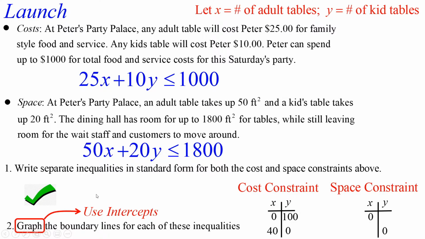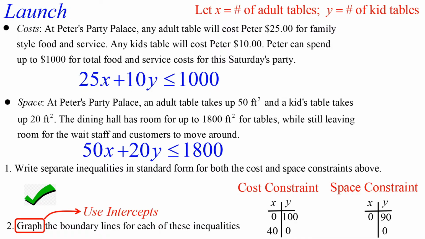So if x is 0, we have 50 times 0 is 0, and we're left with 20y is 1,800. So to undo this multiplication by 20, we're going to divide 1,800 by the 20. So 1,800 divided by 20, and I get 90 there. The y-intercept is 90. All right, now the y is 0. So the 20 times 0 is 0, and we're left with 50x is 1,800. So let's take this 1,800 and now divide by that 50.